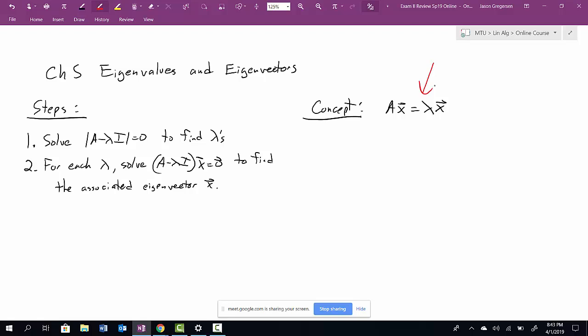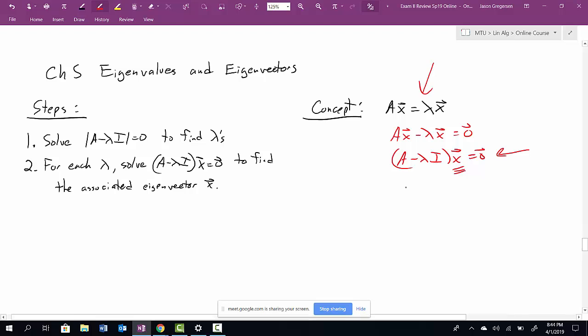That equation was great. Didn't really help us find out what lambda and x were, though. So what we did was we subtracted lambda x to the other side, and then we factored out our x to get a nice homogeneous equation. So really, I just want to solve that guy. Problem is, that's one equation, and I have two unknowns, lambda and x. But I am looking for non-zero solutions. There are my eigenvectors. I'm looking for non-zero solutions to that homogeneous equation.